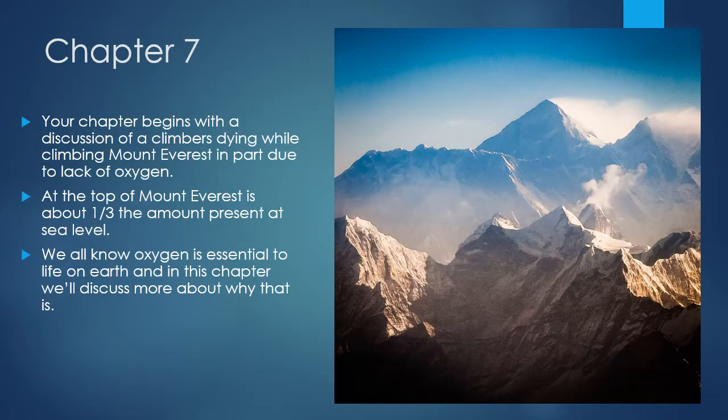First off, your chapter begins with a discussion of climbers dying while climbing Mount Everest, in part due to lack of oxygen. And at the top of Mount Everest, the amount of oxygen is about one-third the amount present at sea level. And we all know that oxygen is essential to life on Earth. You know that you need to breathe oxygen, but in this chapter, we'll discuss why your body so critically needs oxygen.